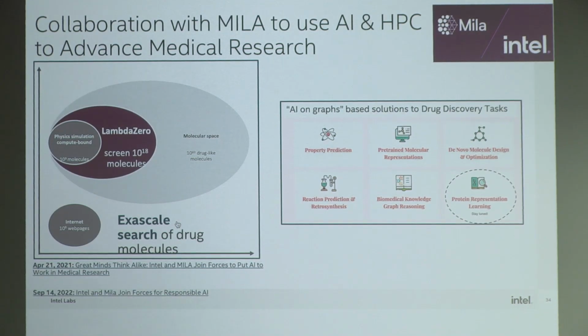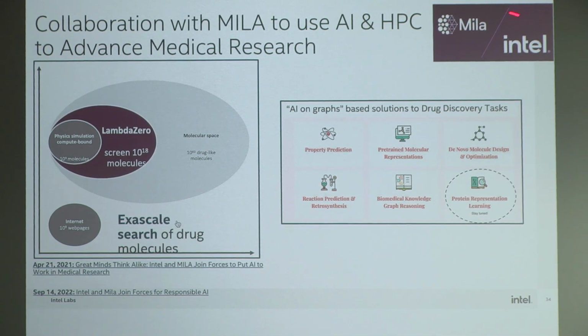These are 2 of the various projects we are working on with Mila. Mila is a Montreal institute in Canada. They have world-renowned experts working in the AI space, and they do biology also. One of the problems we are solving with them is exascale search for drug molecules. The search space is pretty huge, and you go and search through that space to find out which drug molecules you are interested in. So, huge compute again.